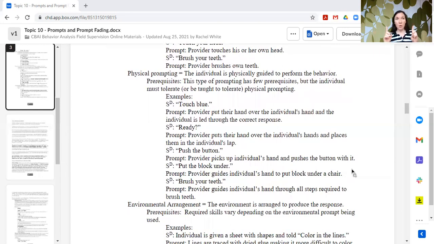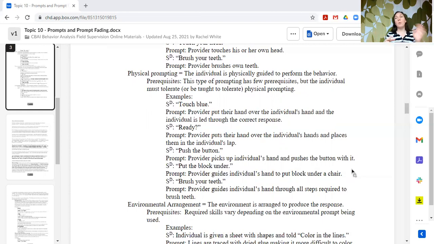Now, physical prompting has very few prerequisites, but they have to tolerate the physical touch. So if you are trying to physically prompt a learner who is resisting, who is clenching up and is not letting you guide them, then you can't use it. That's not a physical prompt. It doesn't already evoke the behavior.